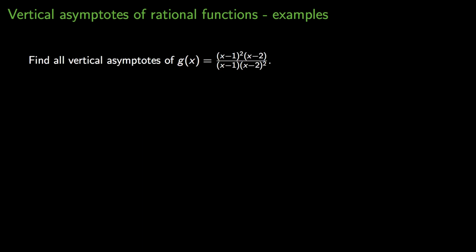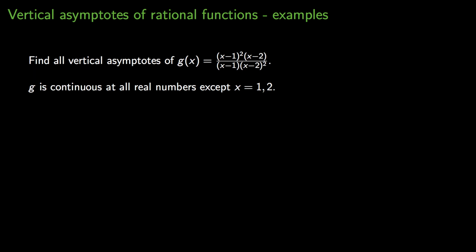Here's my second example. This is a pretty complicated looking function, x minus 1 squared times x minus 2 over x minus 1 times x minus 2 squared, and I want to know where the vertical asymptotes are. Straight up, right away, I know that g is continuous everywhere except for positive 1 and positive 2. So those two places are either bubbles, removable discontinuities, or they are vertical asymptotes.